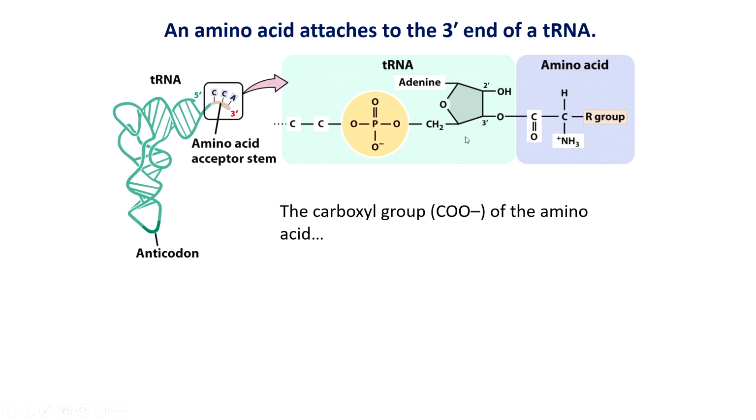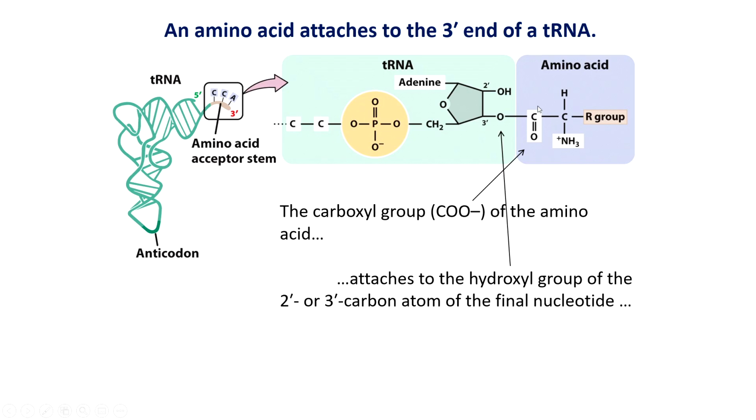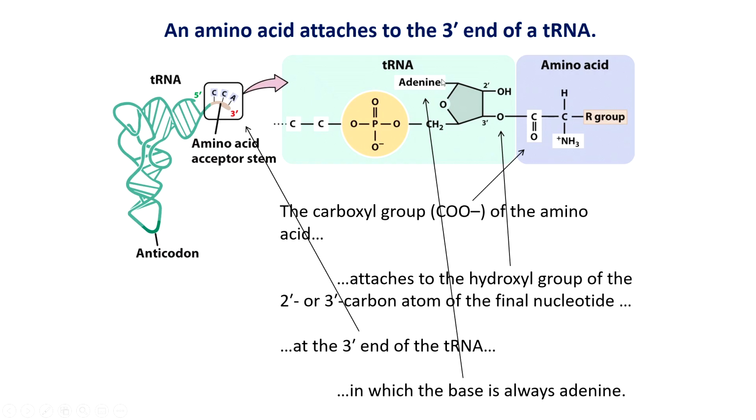Okay, so when we take a closer look, how is the amino acid being linked to the tRNA? The carboxyl group of the amino acid is linked covalently to the hydroxyl group on the 2' or 3' carbon atom of this nucleotide, of the adenine, the final nucleotide on the tRNA end. So it can either link to the 3' OH or the 2' OH. This acceptance happens on the 3' end of the tRNA, specifically at this adenine group. And so that base is always adenine. And so the amino acid may be different, but it's always linked to its appropriate tRNA at this adenine site on the 3' acceptor arm.